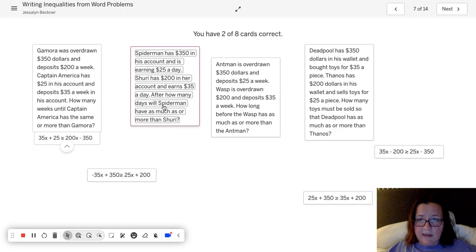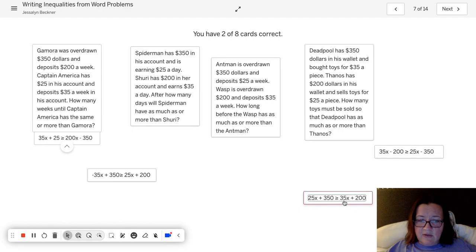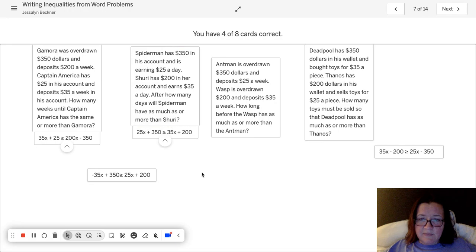We're translating. Okay, Spider-Man has $350 in his account and is earning $25 a day. Shuri has $200 in her account and earns $35 a day. How many days will Spider-Man have as much as or more than Shuri? All right, so we're looking for somewhere where Spider-Man has $350 and is earning $25 a day, and Shuri has $200 in her account and is earning $35 a day. This is our inequality for this one. Okay, let's keep going.